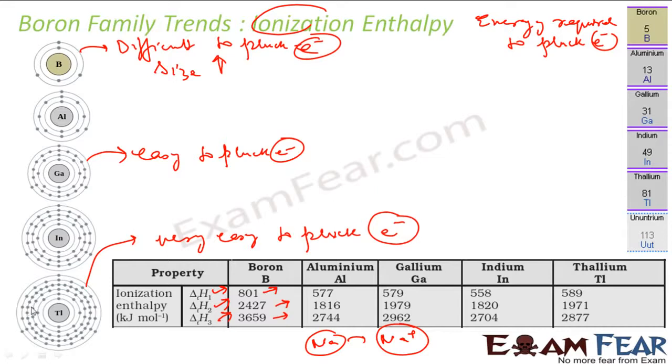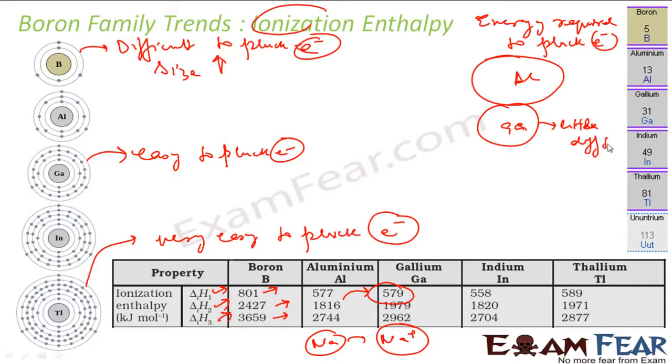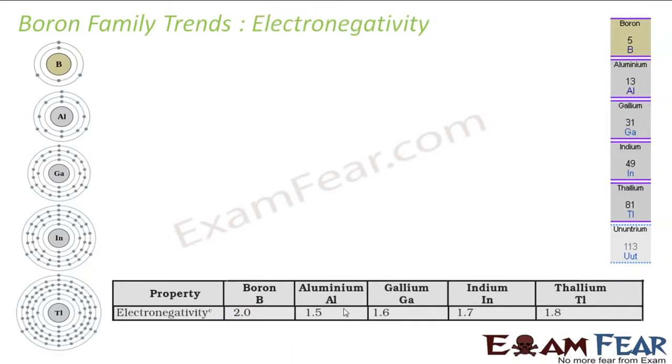Here also we'll see a little weird thing. Gallium, it is more than aluminum. Why? Because gallium size is less. We have discussed this. Since the gallium size is less as compared to aluminum, it is a little difficult in case of gallium. Aluminum is bigger than gallium, right? So it is a little difficult to pluck an electron as compared to aluminum, so gallium has more ionization enthalpy as compared to aluminum.